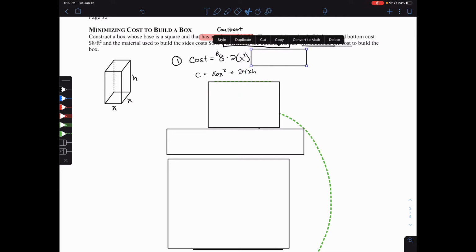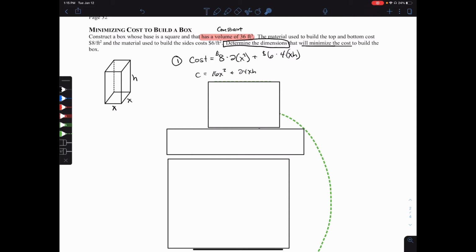this first part here, $8 times 2x squared. So let me explain. It says it's $8 a square foot for the top and the bottom. The bottom is the square, its dimensions are x by x. So the area of this bottom is x squared. There's also the area of the top, which is also x squared. There's two of those, so that's why this is 2x squared. So this is the area of the top and the bottom combined. And then for every square foot, it's $8, so we're multiplying it by 8.